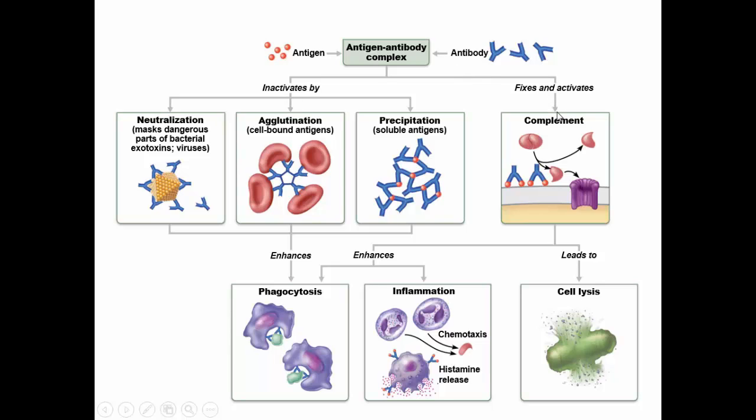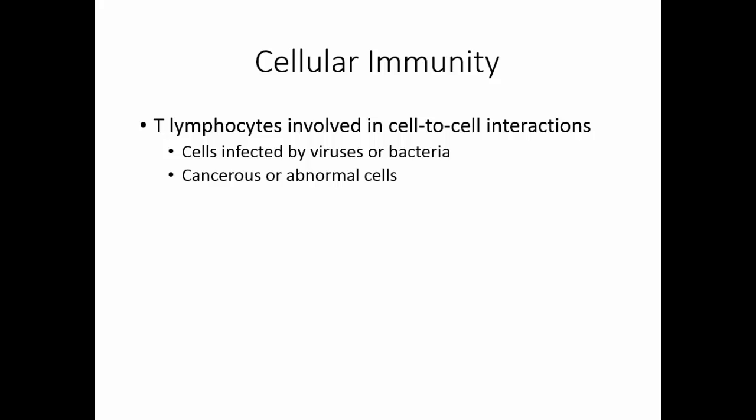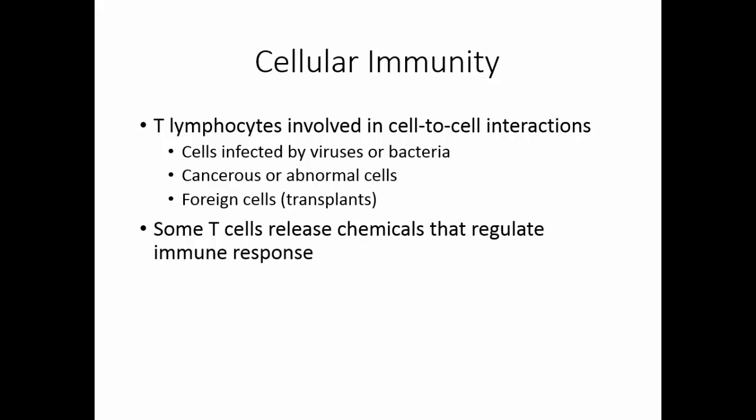Antigen-antibody complexes also fix and activate complement, and there were the 3 things complement can do. It can act as an opsonin to enhance phagocytosis, it enhances inflammation, and it leads to cell lysis. Cellular immunity is involved with the T lymphocytes. This is the cell-to-cell interaction. This kind of immunity is particularly effective against cells that are infected by viruses or bacteria, cancerous or abnormal body cells, or foreign cells that come into the body, like transplants. Some T cells release chemicals that regulate the immune response.